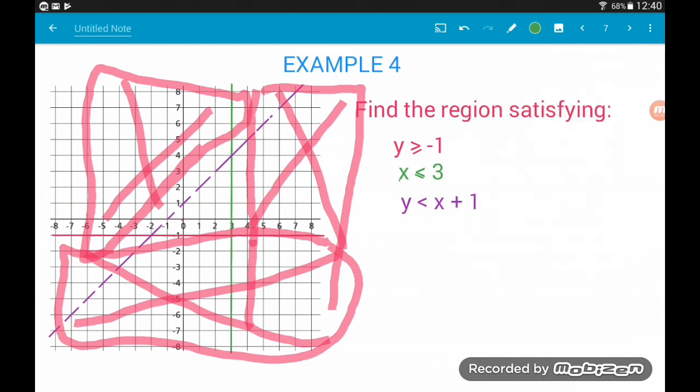So the region that we want is inside this little triangle here. So that's the region that we want. That is the region where y is greater than or equal to -1, x is less than or equal to 3, and y is less than x plus 1. Jobs are good.